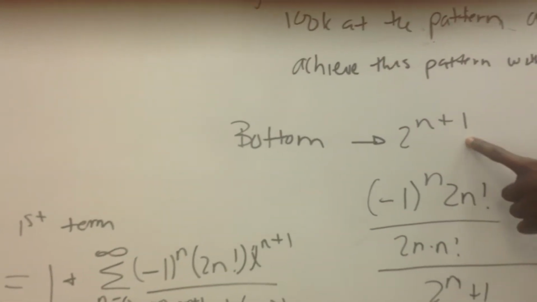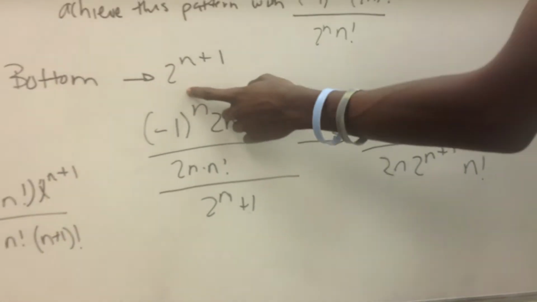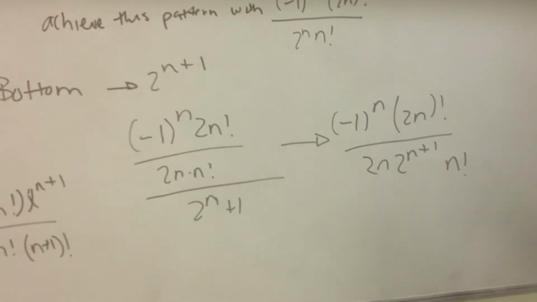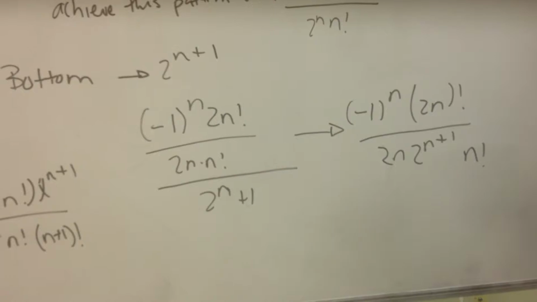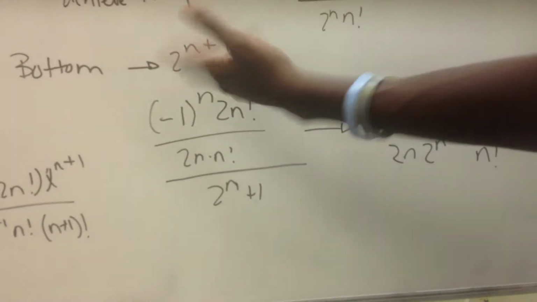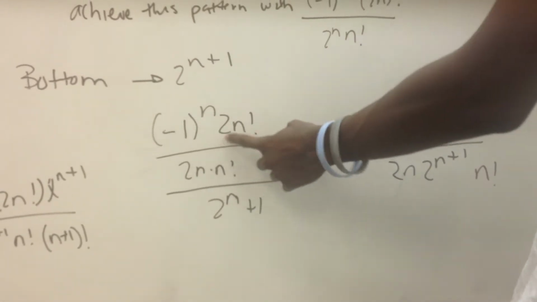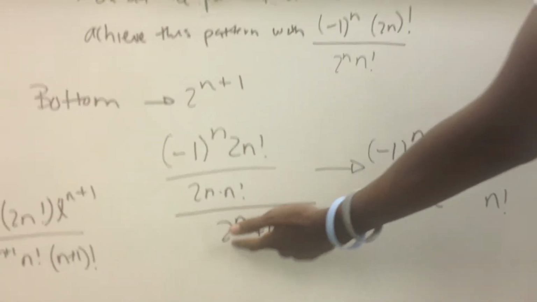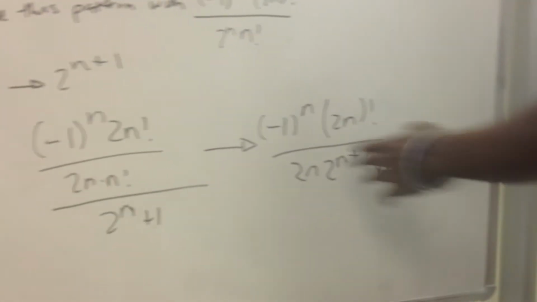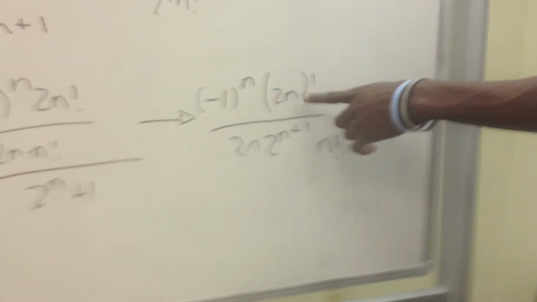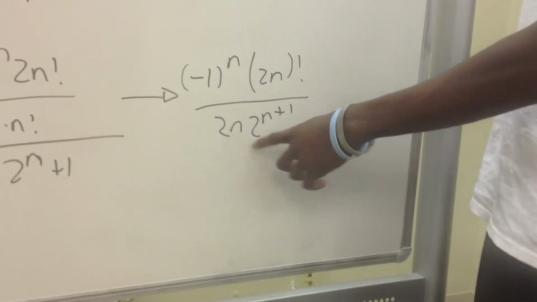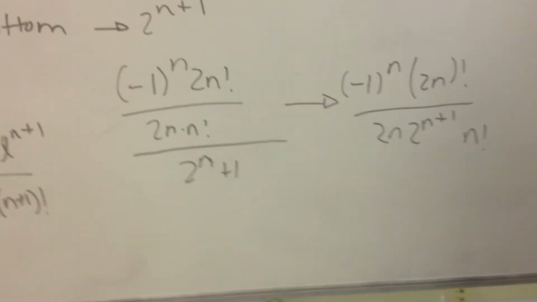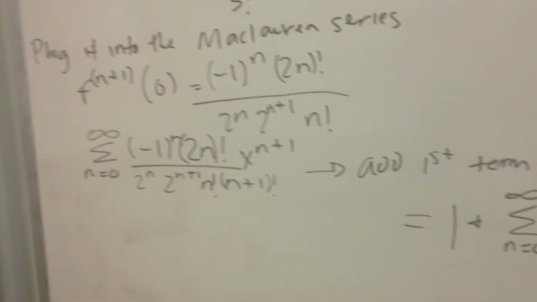Now that you've established the top, you have to look at the bottom. The bottom can be achieved by 2 to the n plus 1. After that, we put it together. So now you have negative 1 to the n times 2n factorial over 2n times n factorial, all over 2 to the n plus 1. You simplify that and you get negative 1 to the n times 2n factorial divided by 2n times 2n plus 1 times n factorial.